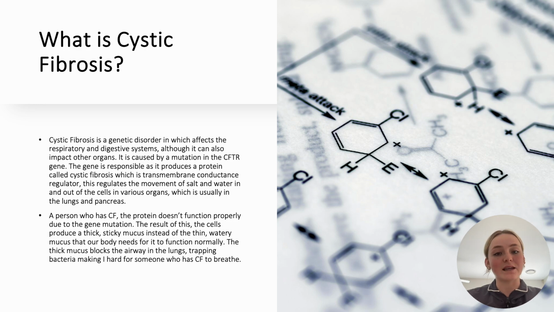In a person who has CF, the protein doesn't function properly due to the gene mutation. As a result, the cells produce a thick, sticky mucus instead of the thin, watery mucus that our bodies need to function normally. The thick mucus blocks the airway in the lungs, trapping bacteria, making it hard for someone who has CF to breathe.